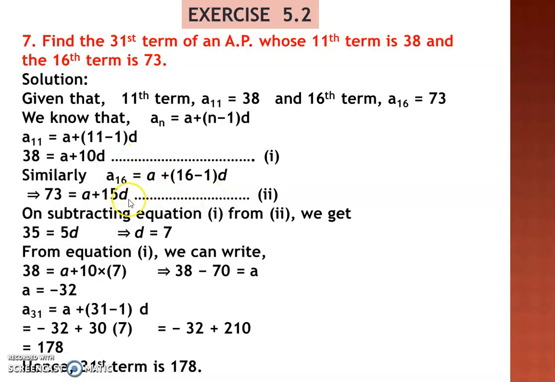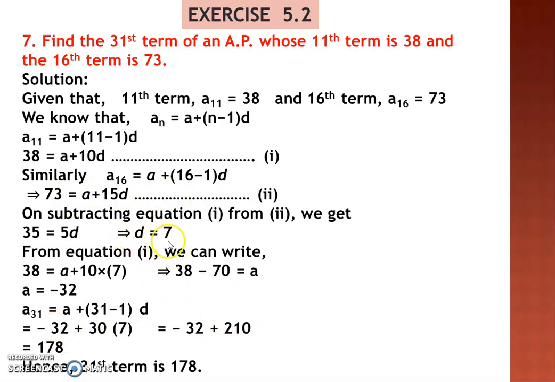So once I have obtained these two equations, I can use elimination method. Two equations and two variables I have, A and D. So to solve them, I can use elimination method. So if I subtract equation 1 from equation 2, I can find the value of D. A will get eliminated and the value of D will be obtained as 7.